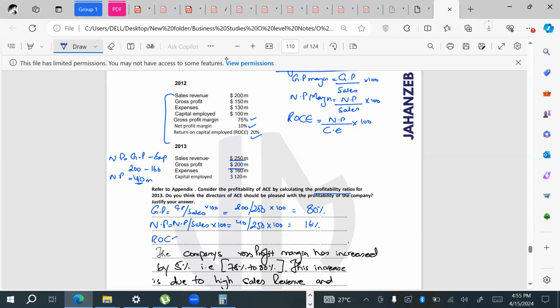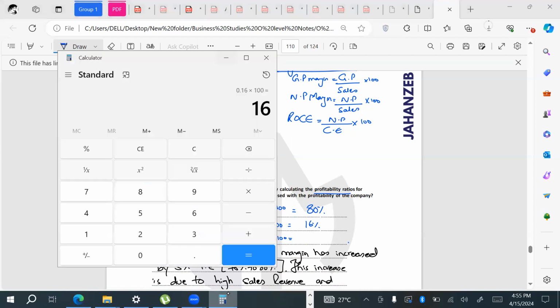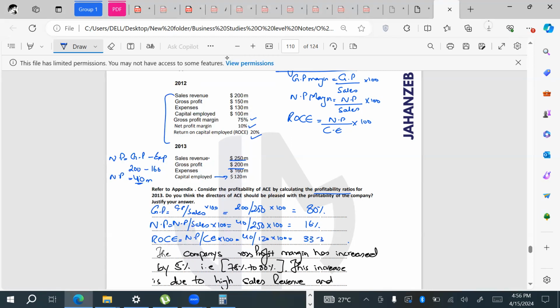Then you have return on capital employed. Again, the formula is net profit divided by capital employed into 100. So net profit was again 40 million divided by capital employed, which is 120 million, multiplied by 100. So it's 40 divided by 120 multiplied by 100. You get 33.3%. Understood? Yeah. This bit, okay.